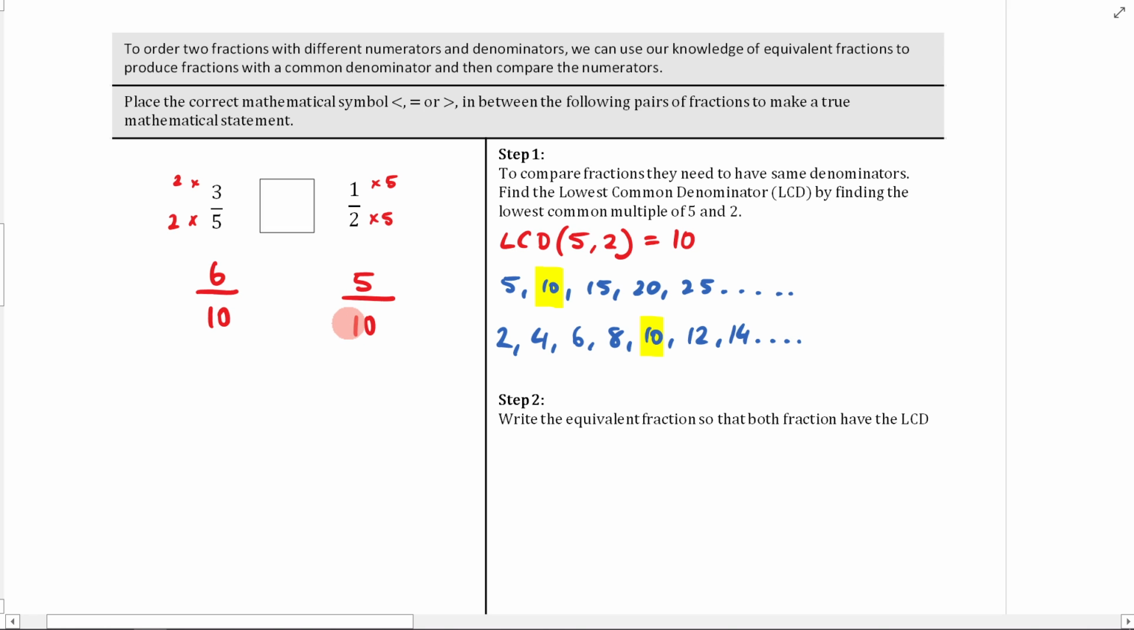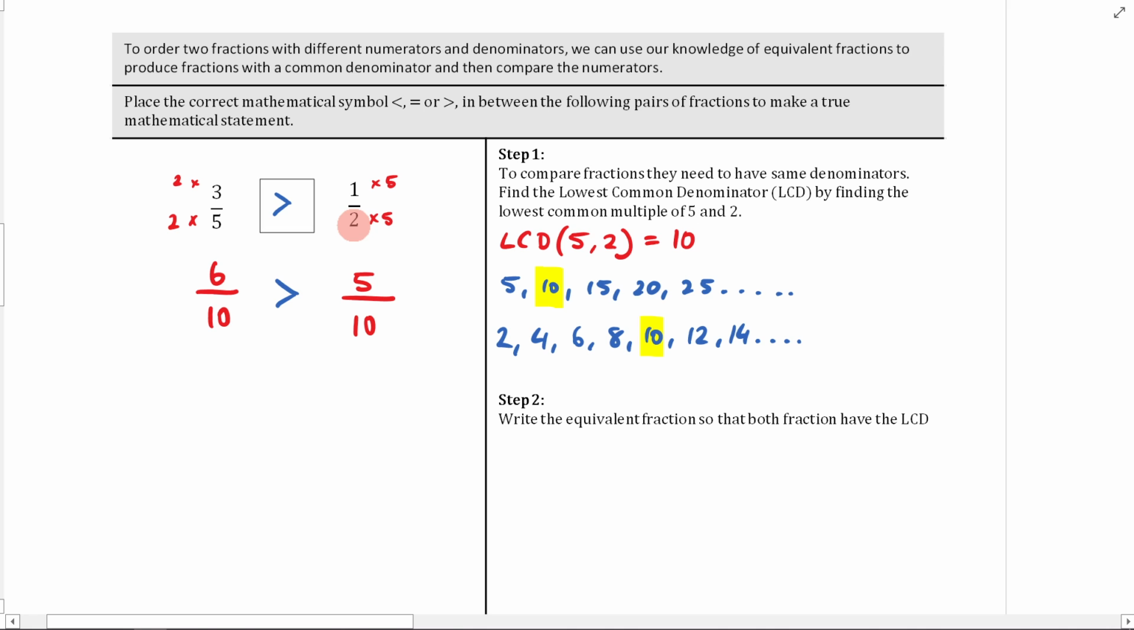Now, which of these is the bigger fraction? Well, because our denominators are the same, we just need to compare our numerators, and the one with the bigger numerator is going to be bigger. So that means 6 on 10 is going to be bigger than 5 on 10. So because these are equivalent fractions and these are equivalent fractions, we can therefore say 3 on 5 is greater than 1 on 2.